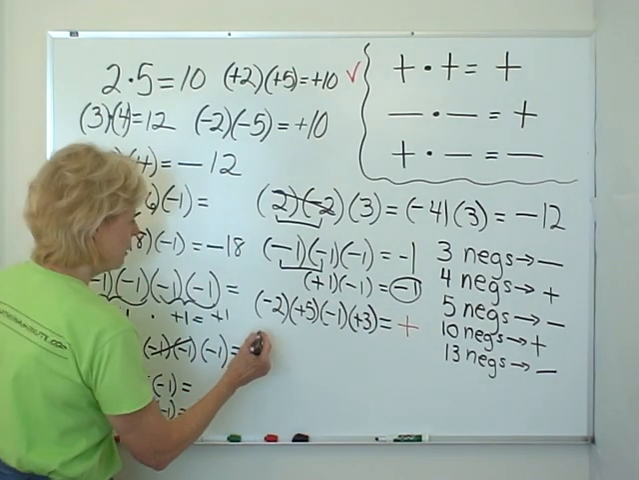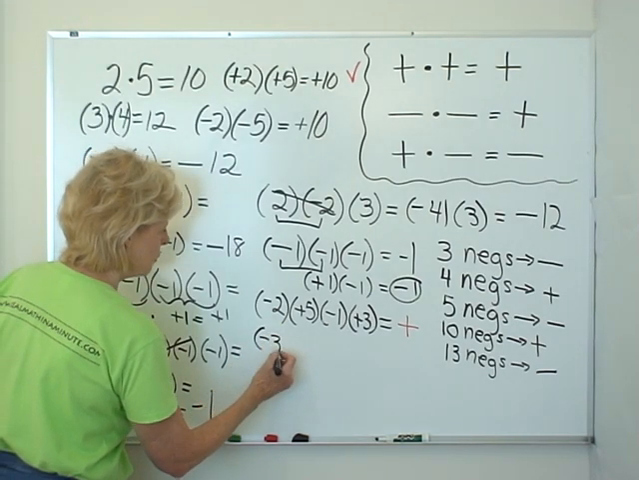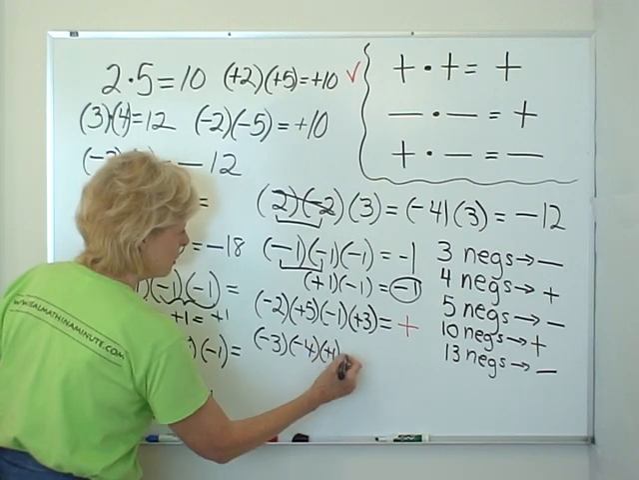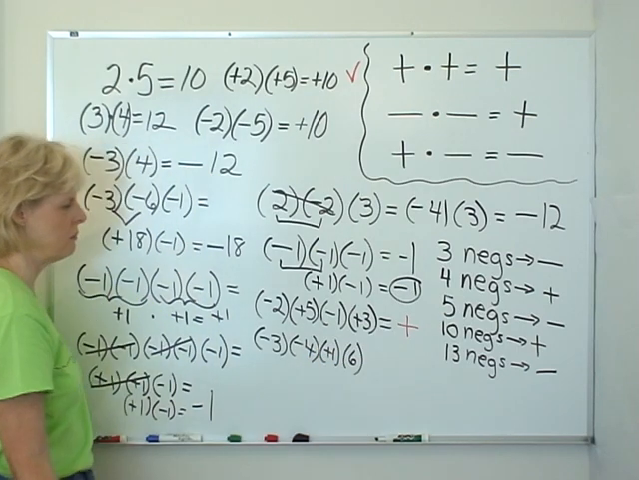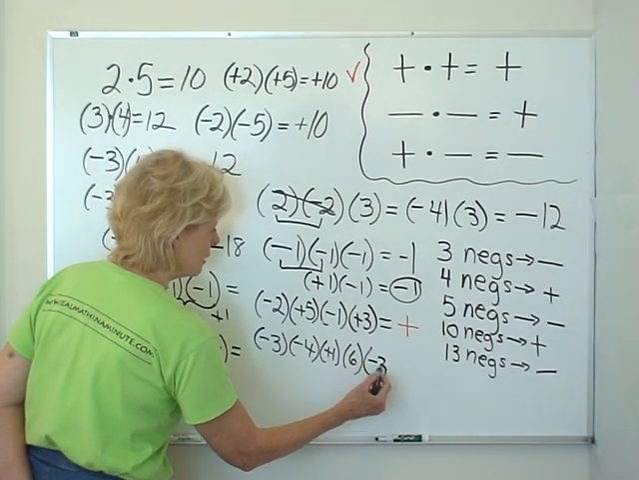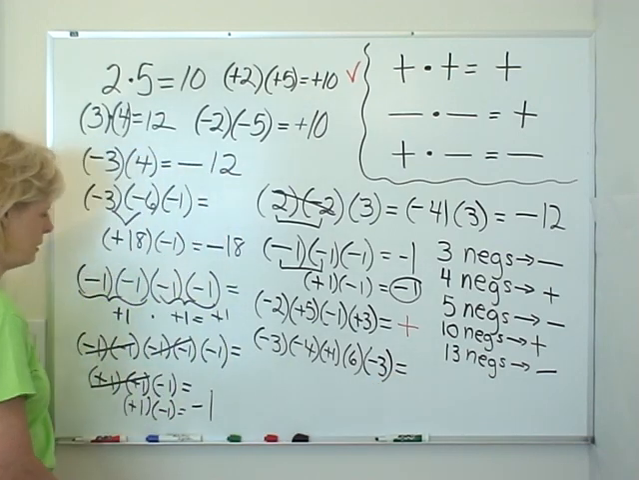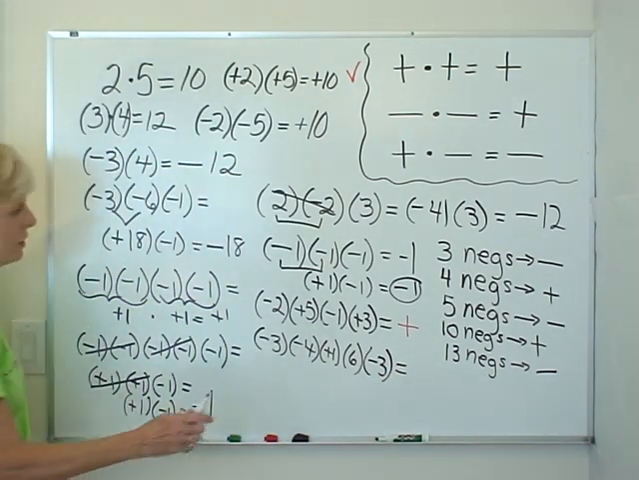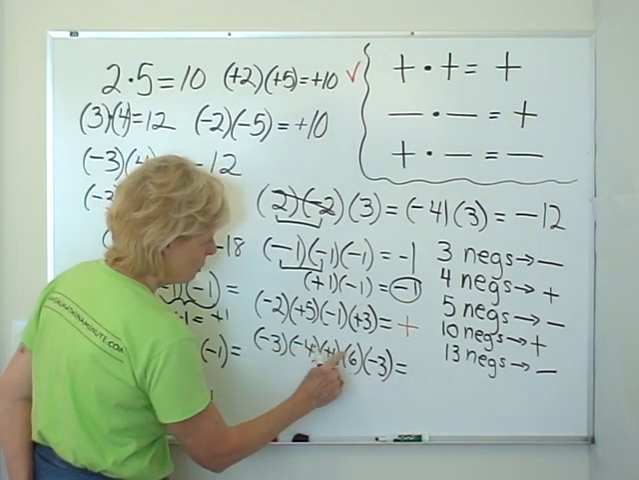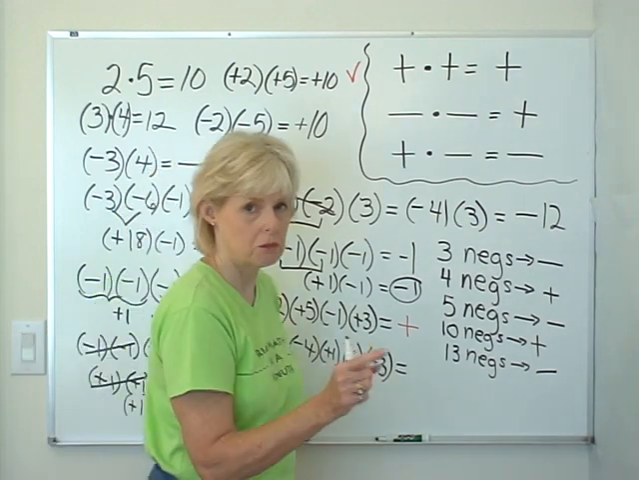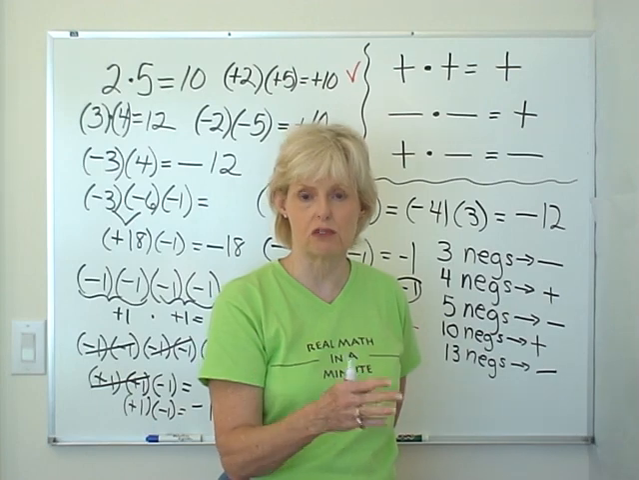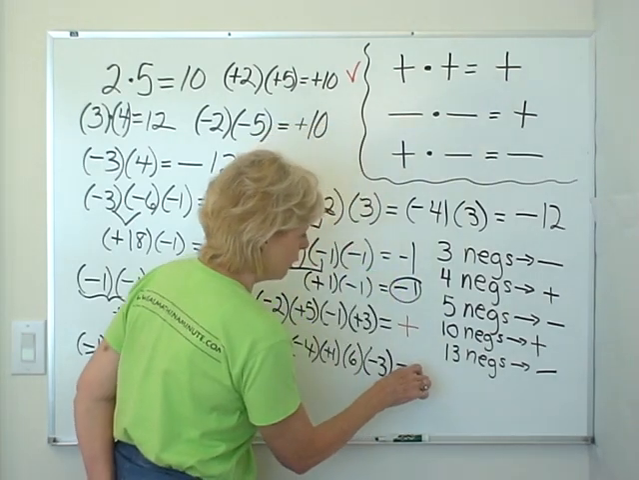Okay, let's take another one. Let's suppose that we've got negative 3 times negative 4 times positive 1 times 6, which you know is a positive if there's no number there. And let's say that we've got that times negative 3 again. Well, let's see what that would be. And again, I'm not wanting the answer, I'm just wanting the sign of the answer. So I've got 1, 2, 3 negatives multiplied together. So I've got an odd number of negatives. So my answer will turn out to be negative, my product.